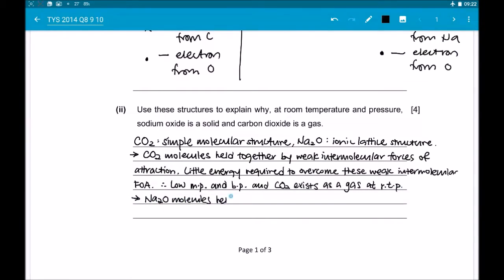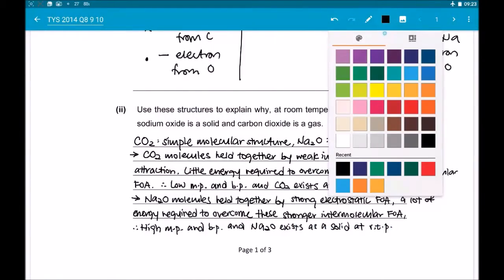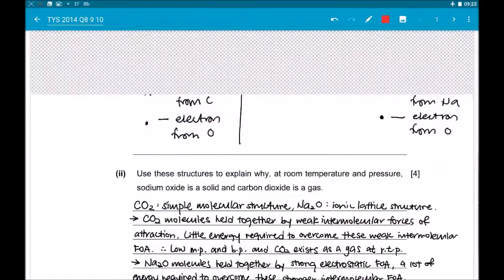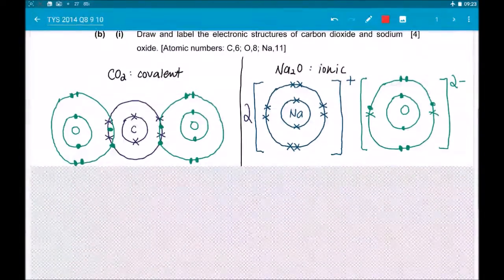For sodium oxide, it is held together by strong electrostatic forces of attraction. Thus, a lot of energy is required to overcome these forces, and it exists as a solid at room temperature and pressure. Let's look at the marks allocation for question 8. So for part A, 2 marks are being allocated. 1 mark will go for amphoteric oxide and another mark will go to neutral oxide.